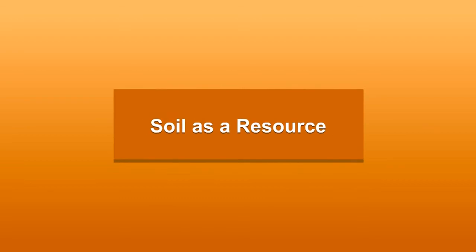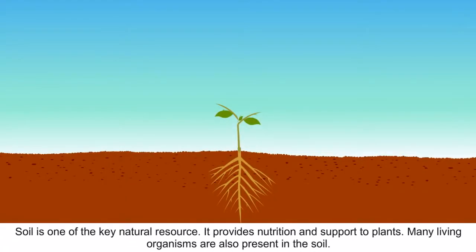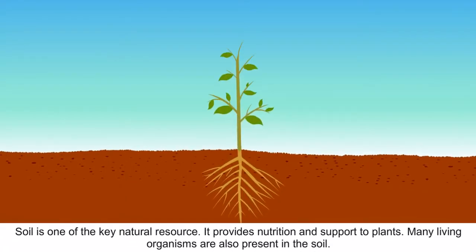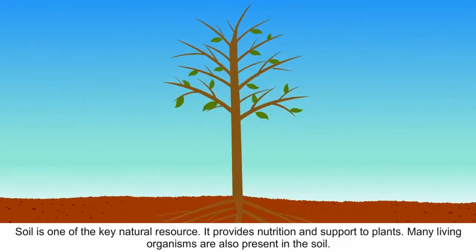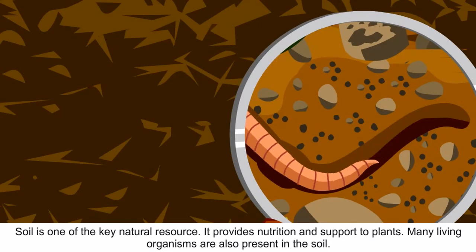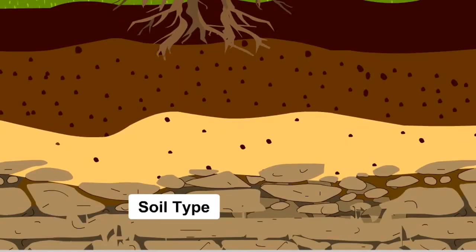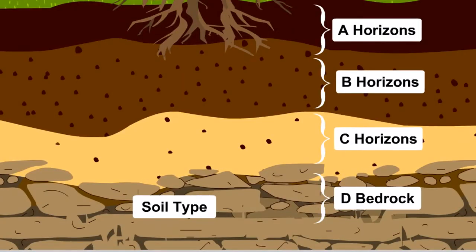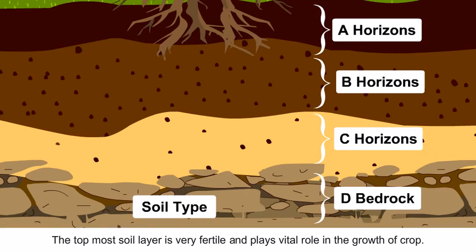Soil as a resource. Soil is one of the key natural resources. It provides nutrition and support to plants. Many living organisms are also present in the soil. Soil profile has 4 vertical horizons as shown here. The topmost soil layer is very fertile and plays a vital role in the growth of crops.